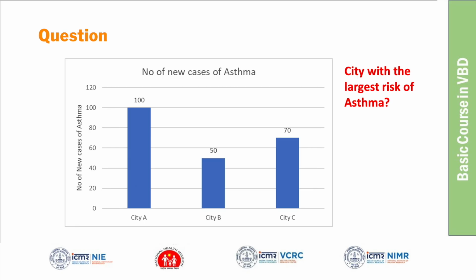Now, Chennai's population is approximately 80 lakhs to 1 crore, and Pondicherry's population is approximately 10 to 15 lakhs. So 50 cases in 10 to 15 lakhs, does it offer a higher incidence, or 100 cases in a population of 1 crore? What do you feel? Yeah, it depends on the population size also.